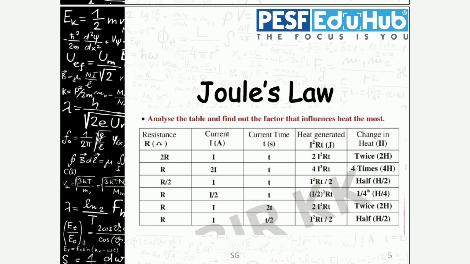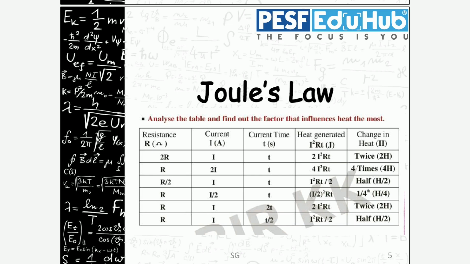Next, here I am using a table. Analyze the table and find out the factors that influence the heat. There are five columns. The first one is the resistance of the conductor. The second one is the current, how much current flows in the conductor. The next one is the time, represented by T. Time is in seconds, current is in ampere, resistance is in ohm. The fourth column is the heat generated, H is equal to I square RT. What is the unit of heat? It is joule, represented by capital letter J. So H is equal to I square RT.